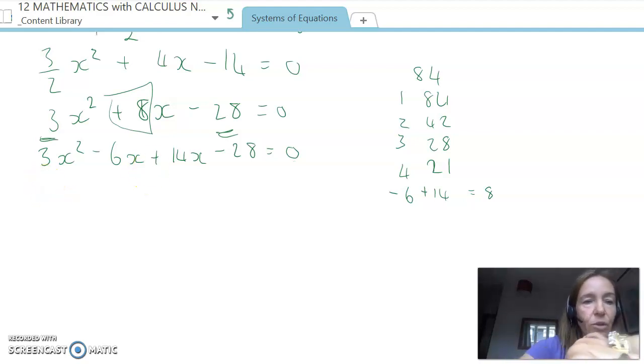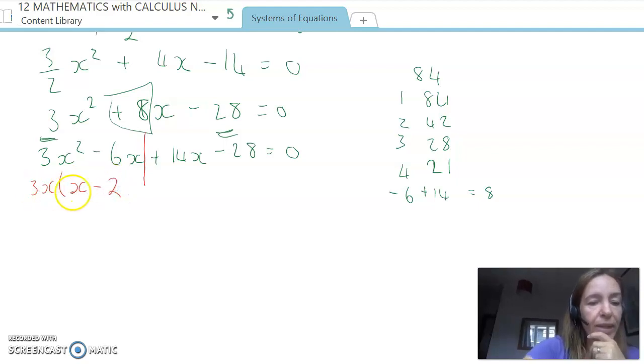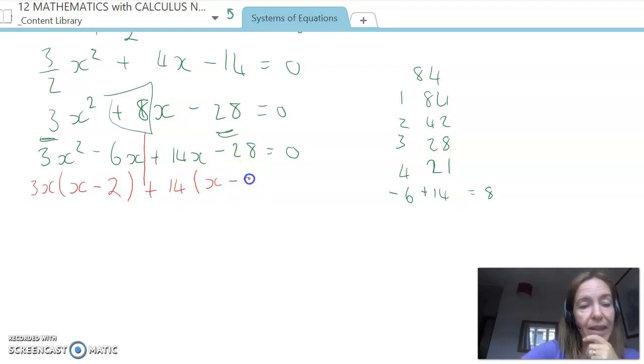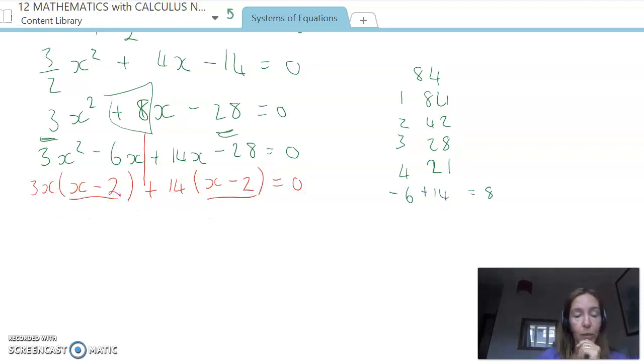So I am now going to factorize the first two parts here. I'm going to take out a common 3x. 3x times x gives me 3x squared. 3x times negative 2, 3 times 2 is 6, positive times a negative is a negative, and the x is there. Done. And here, the common factor is 14. I have to times 14 by x to get 14x, and 14 by negative 2 to give me negative 28, which is grand because I was hoping to get a common bracket.